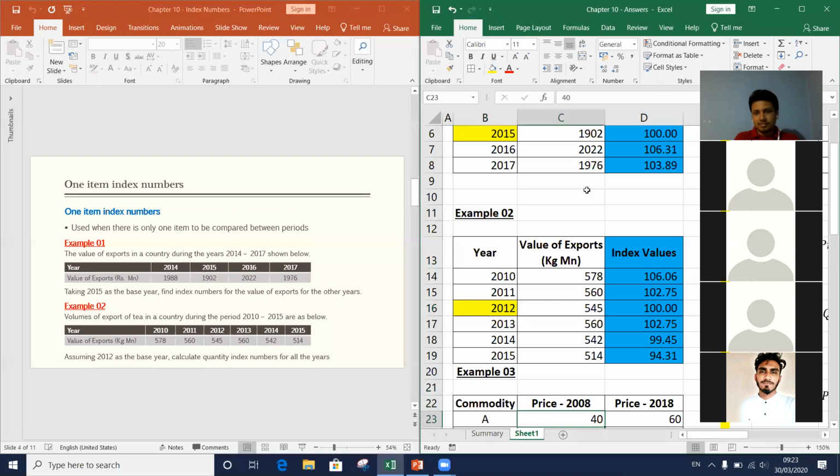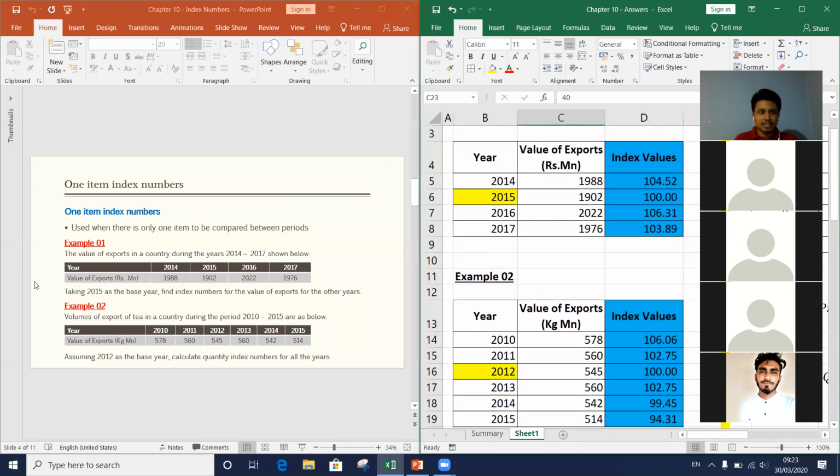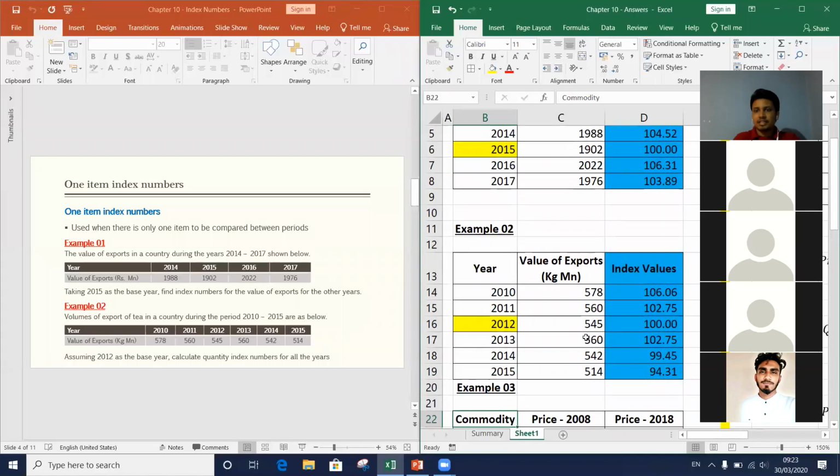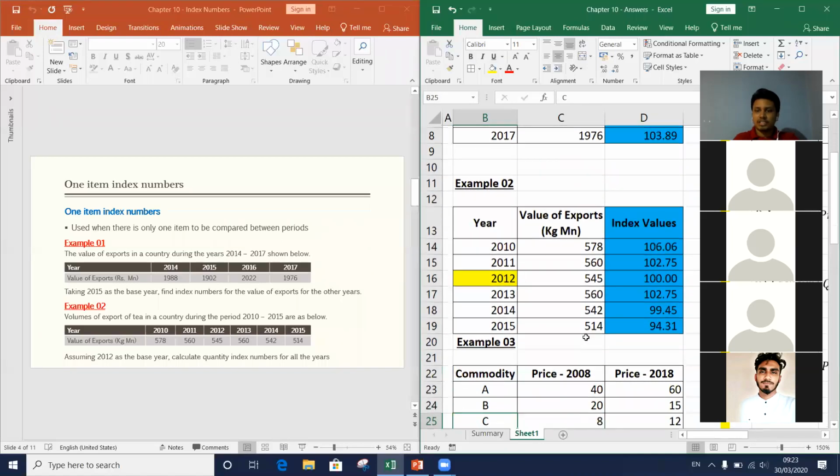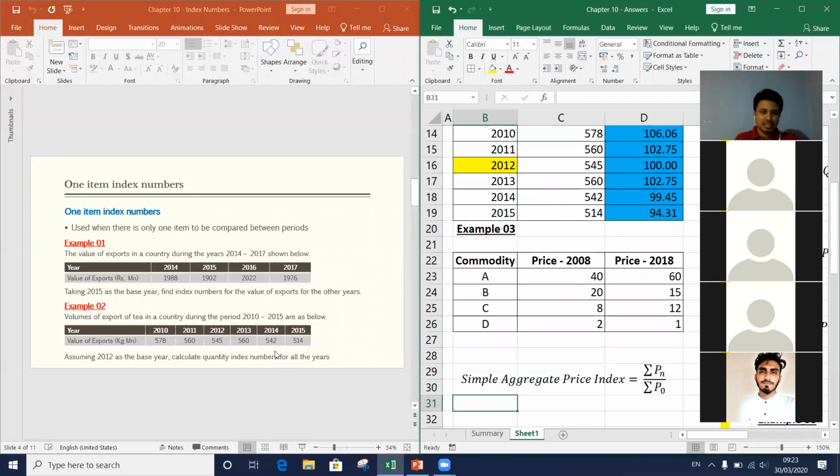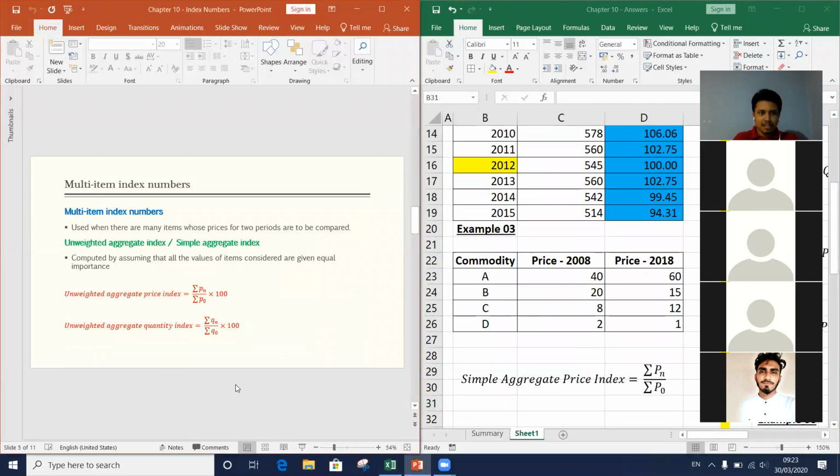Right, clear. Price indices and quantity indices when there is only a single item. Value of exports in a country. එක item එකක figures විතරයි මේ දෙන්නේ. මෙතනත් එහෙමයි. Okay, when it is a single item, this is the way how we can calculate the price indices and quantity indices.